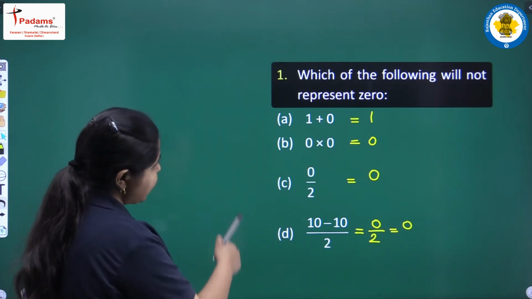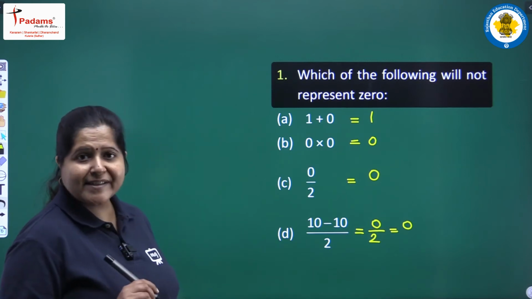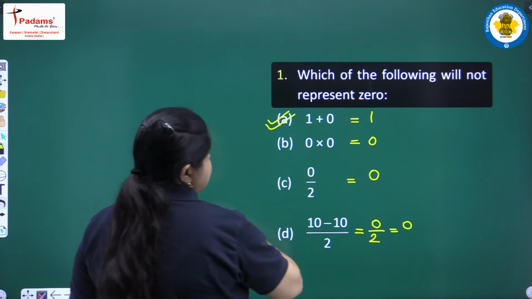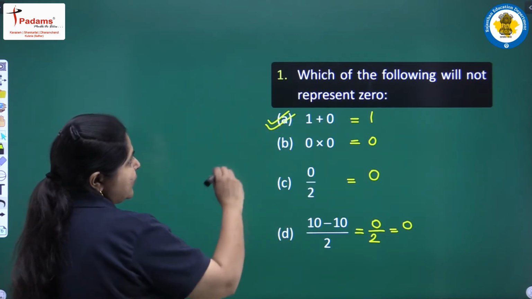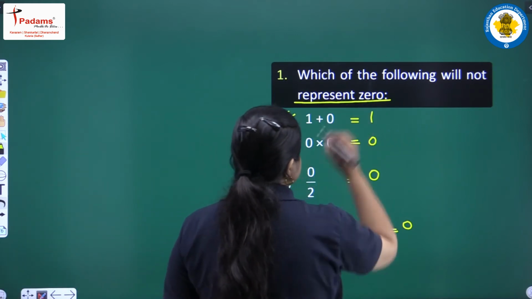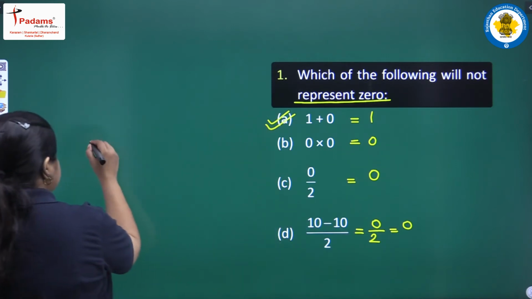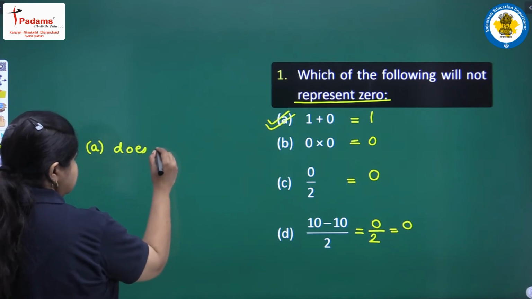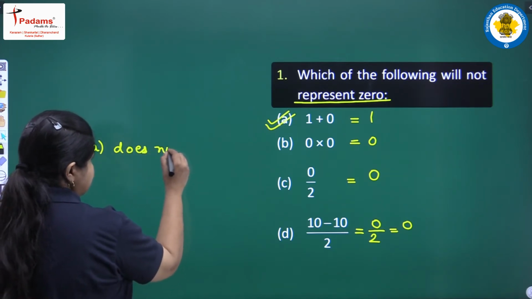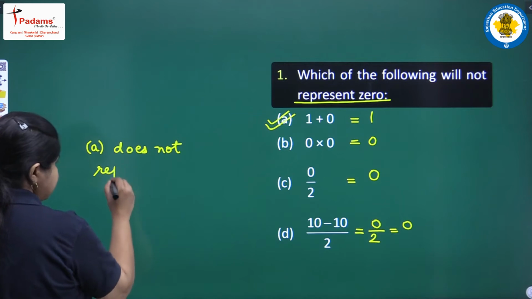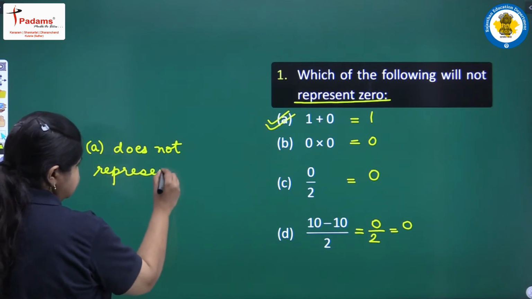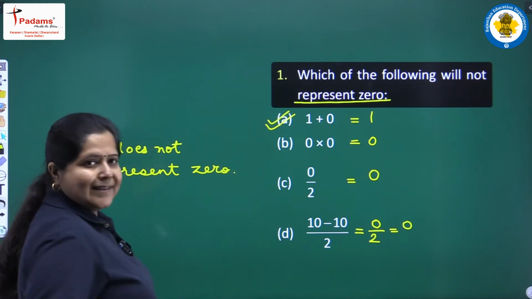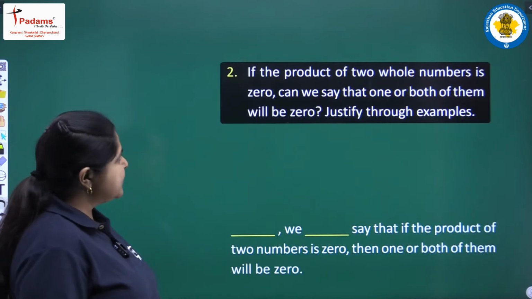So can we find any point which is not representing 0? Yes, you can see this point A. This is the answer to this question which is not representing 0. So we can say that this A part does not represent 0. Clear to you? Next we take up this question.